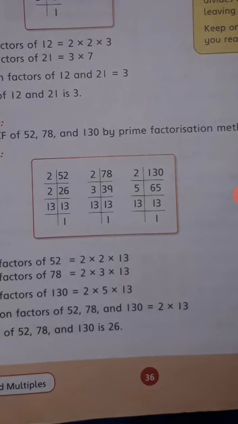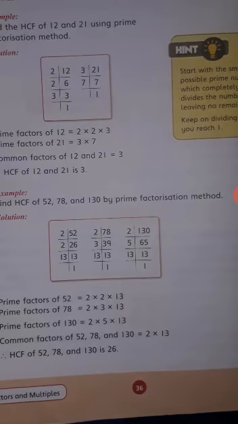Now finding the HCF. How to find the HCF? Multiply 2 by 13. 2 multiplied by 13 equals 26. So 26 is our highest common factor.